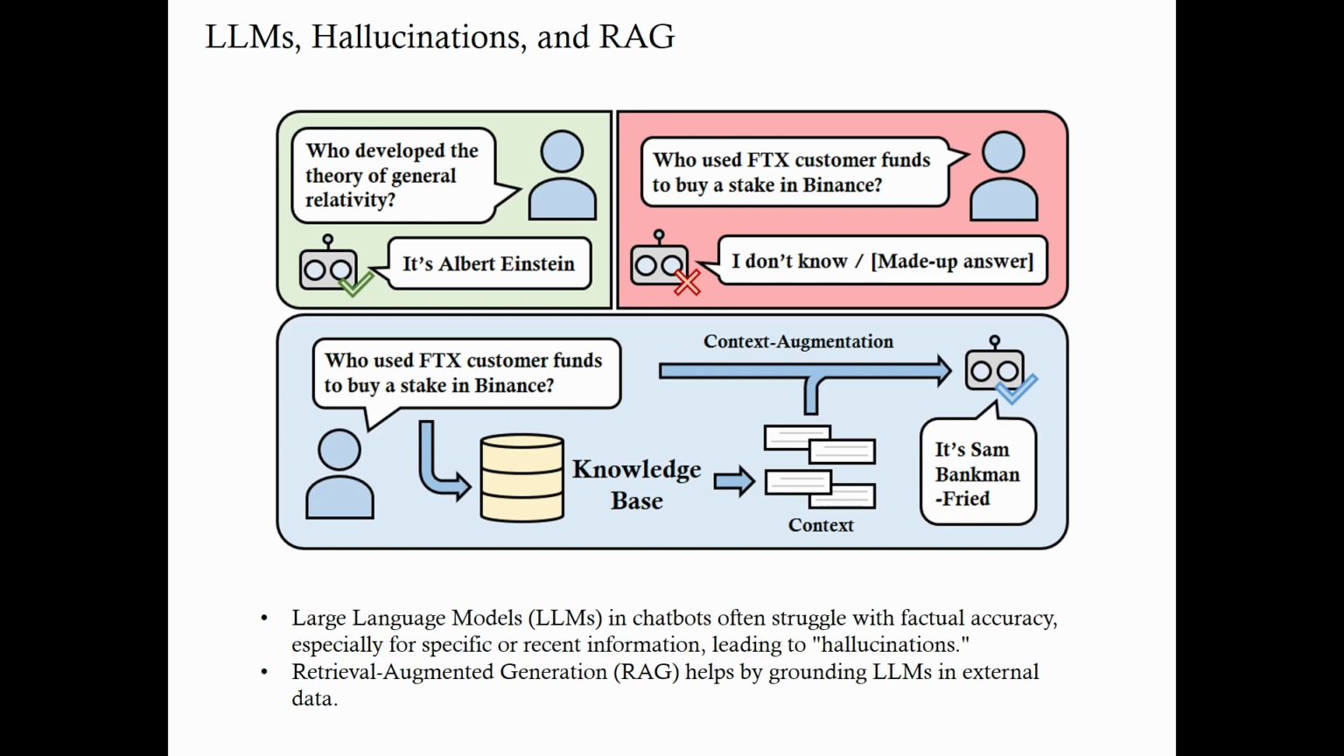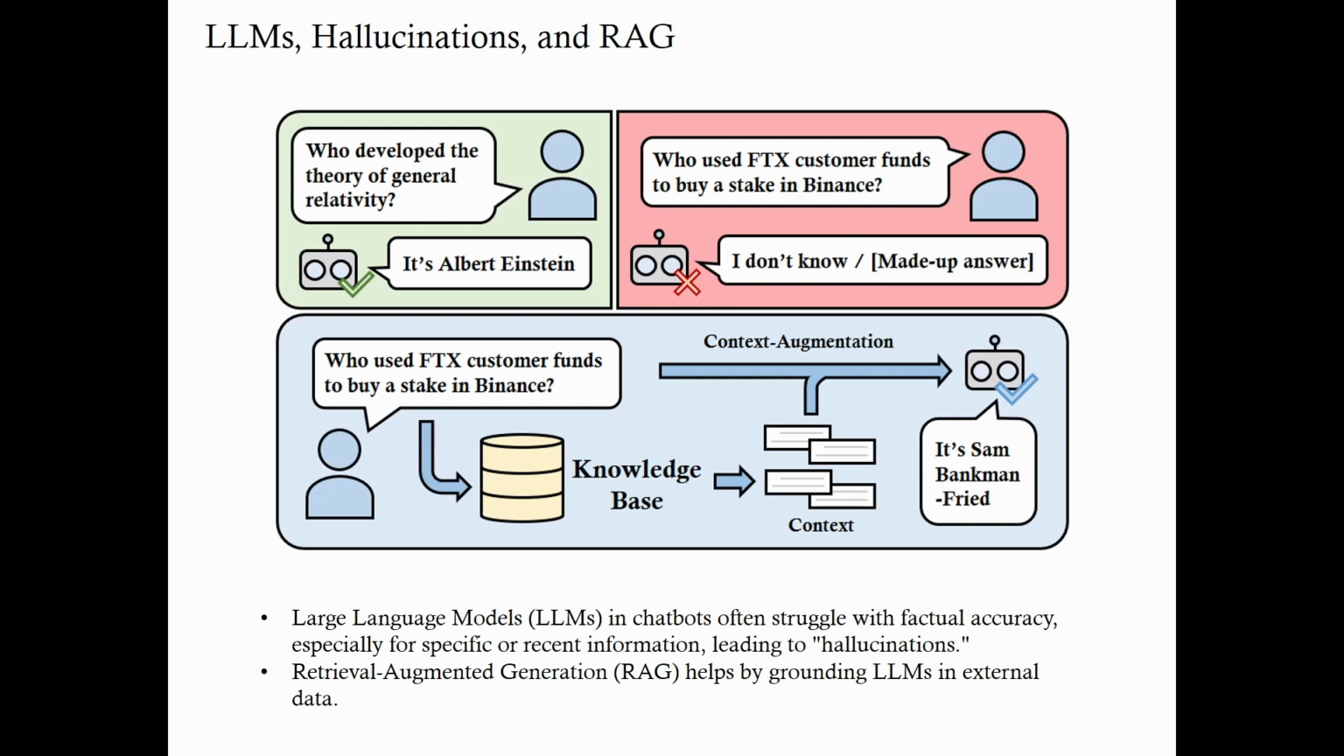But LLMs in chatbots often struggle with factual accuracy, especially for specific or recent information, leading to what is known as hallucination. For example, in the red panel in the upper right corner, the model might admit ignorance or just make up an answer, which is also known as hallucination.